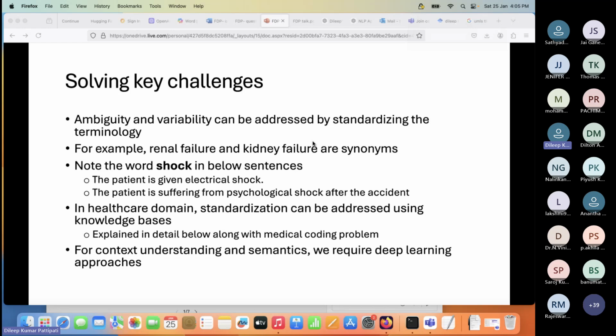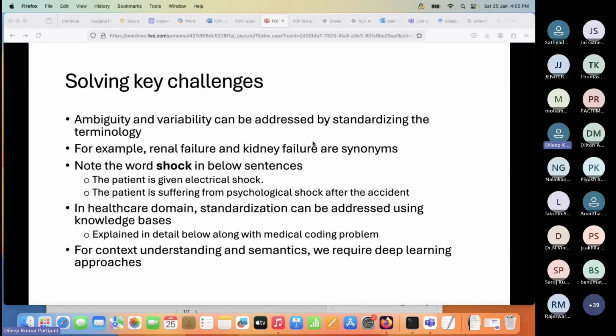Take an example. In the sentences below, note the word is shock. The patient is given electrical shock. Here, electrical shock is used in a positive sense. The patient is suffering from psychological shock after the accident. Here, psychological shock is a negative thing. Even though both of them are shocks, the context changes a lot and you need to distinguish between them. So, just syntax matching won't work. Context also needs to be taken into account.